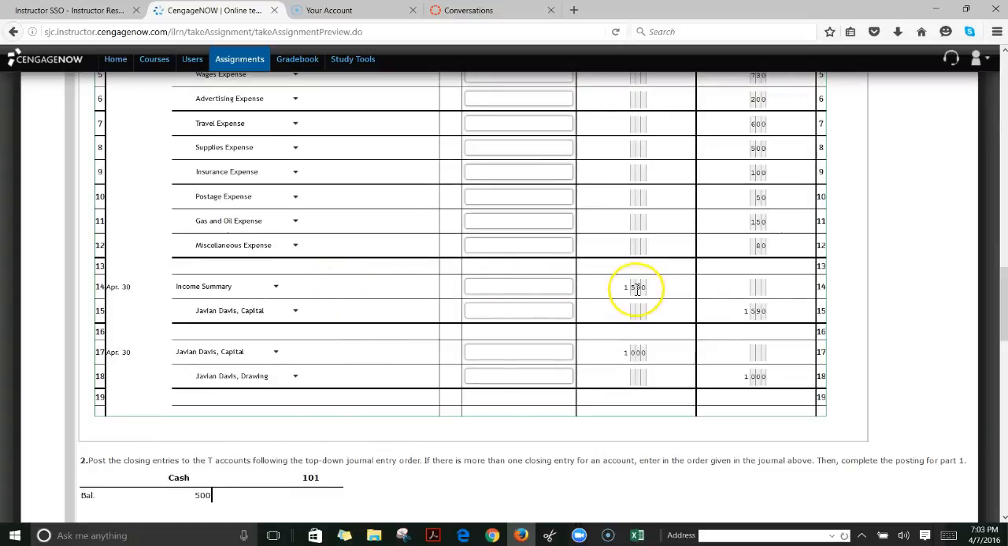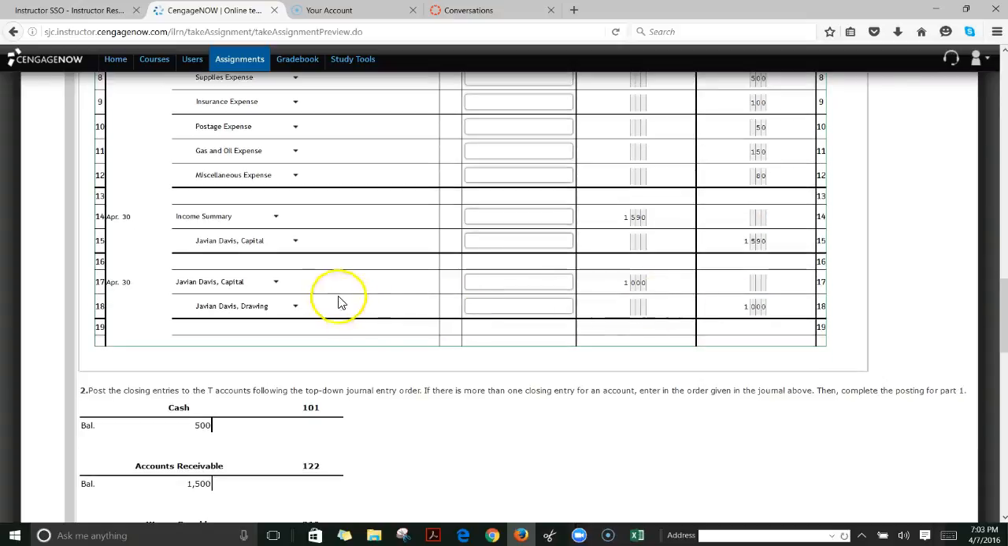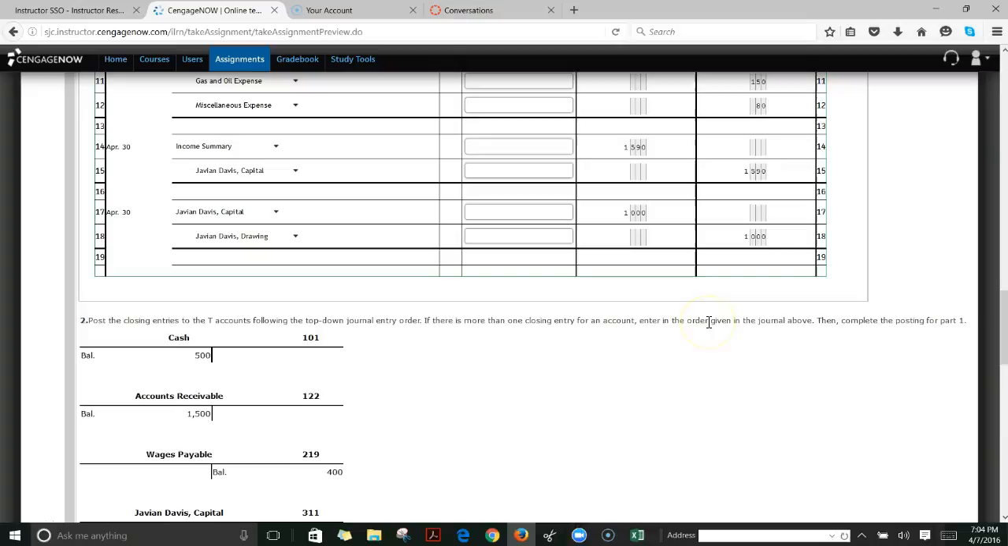And then you close your income summary account to actually show the effects of revenue on capital. So income summary is 1,590 because it is a credit balance, since you have a net income, and credit capital to add to it. And then close your drawing, which is a debit to capital to decrease capital by the amount of your personal use, and credit drawing to close it for the month. And then next month you'll fill it back up again and then close it again at the end.